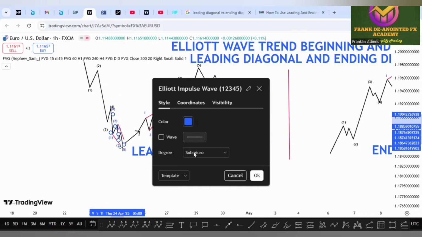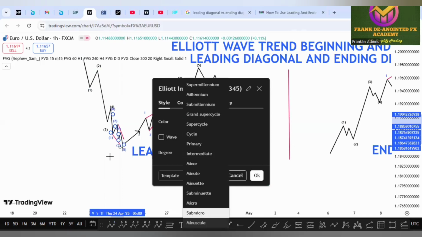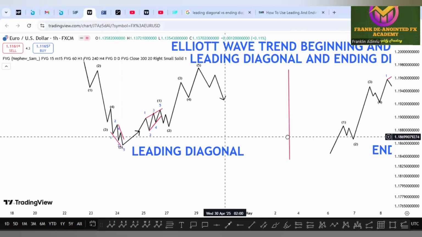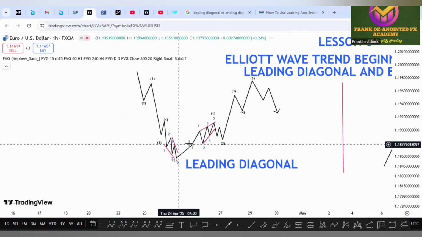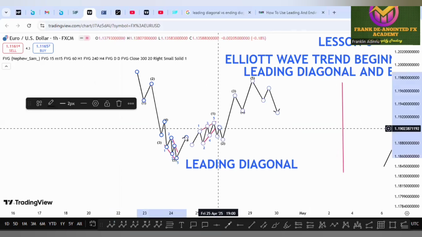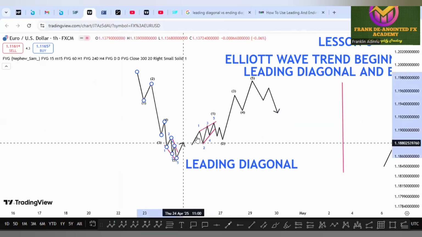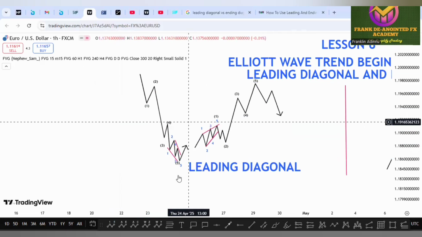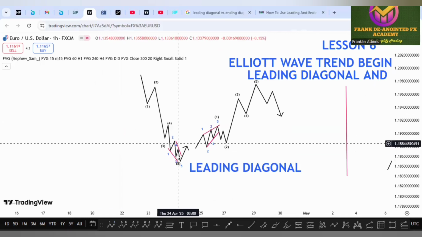So now we have to make it look like what we are learning. So let's use this place as an example. There is an example. Do you see that? This is an ending diagonal. This is a leading diagonal.